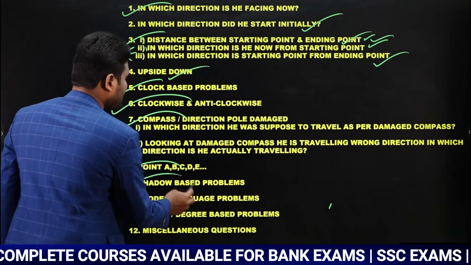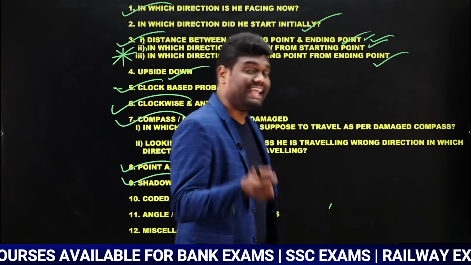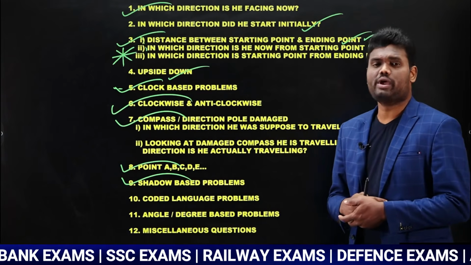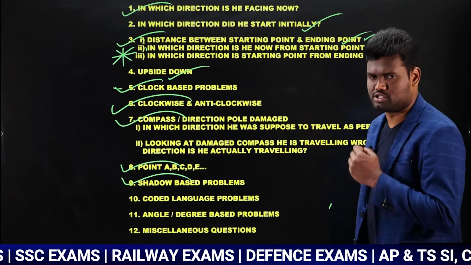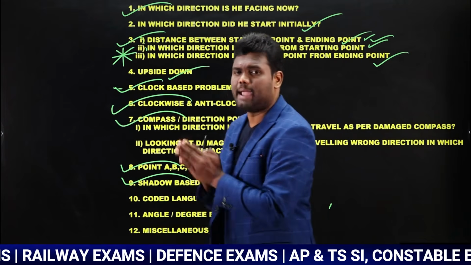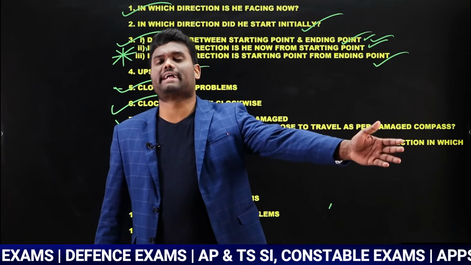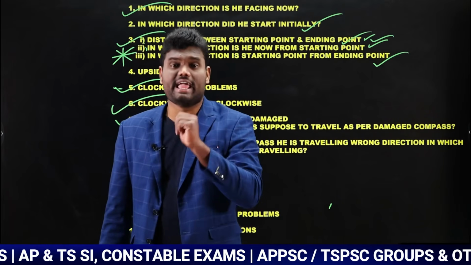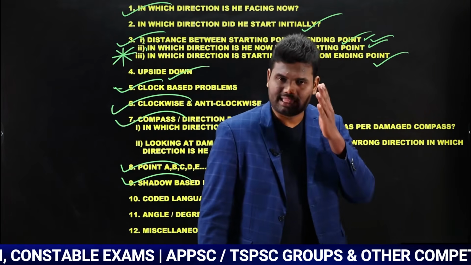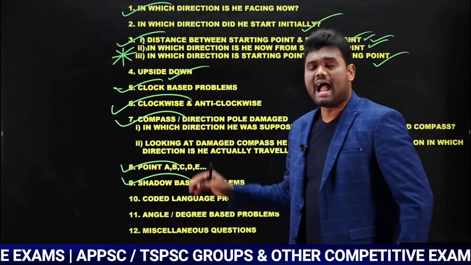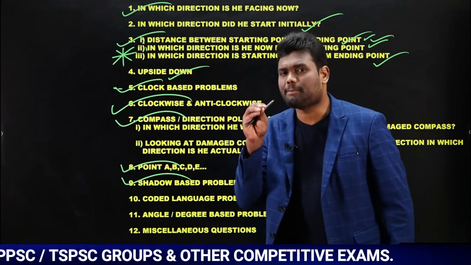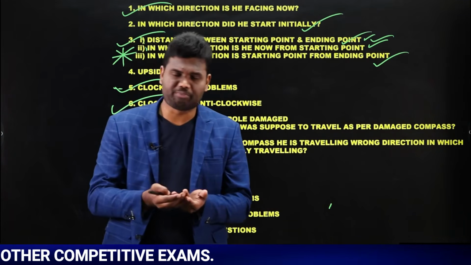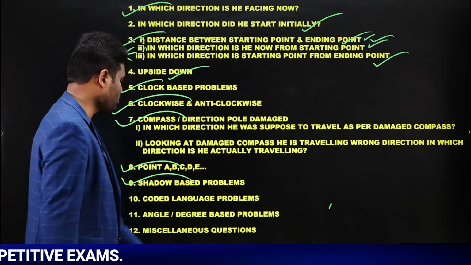Next, shadow based problems. Sometimes in some examinations, not all examinations, we are going to get questions based upon shadows also, saying like one morning a person found his shadow on his left hand side, one evening a person found his shadow on his right hand side. In which direction is the person facing? They are going to ask questions in this way also. Shadow based problems, in some examinations they will ask, in some examinations they may not ask. Now shadow based problems also we are going to cover.